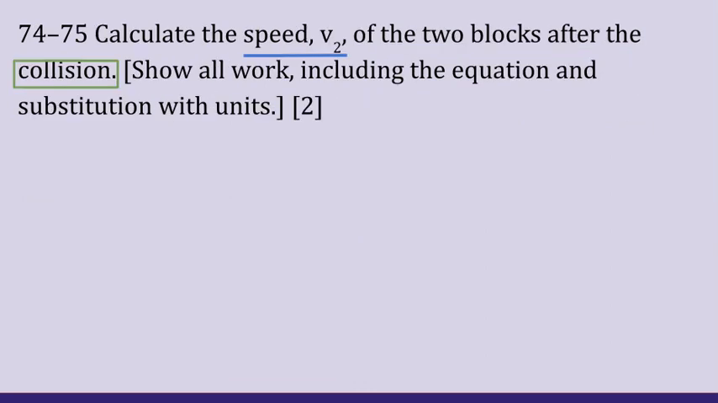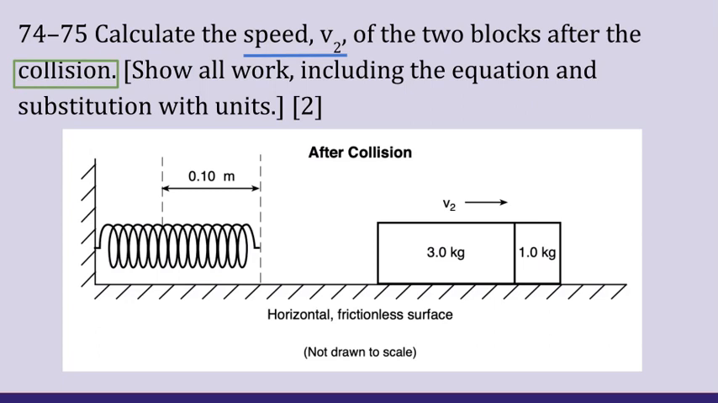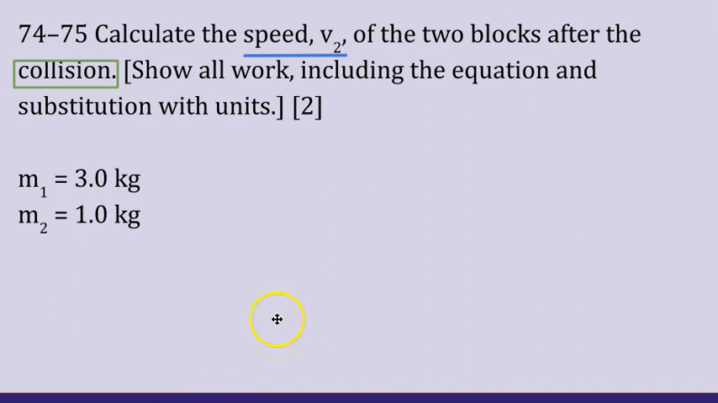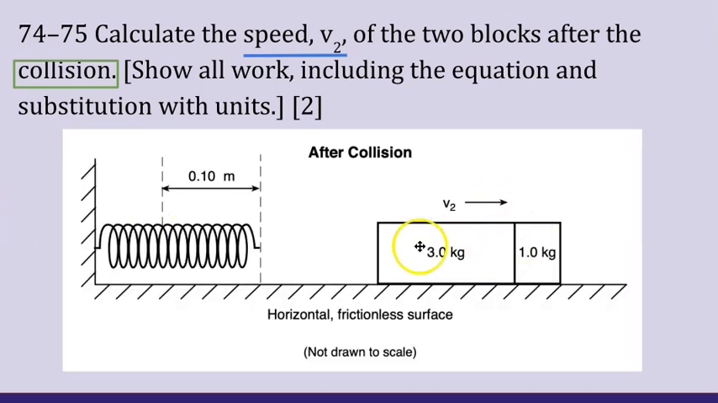The last part, 74 through 75, says calculate the speed v2 of the two blocks after the collision. And again, we're showing all of our work for this. I put a box around collision because that tells me what formula to use. I'm going to use P before equals P after. I'm going to list out some of my variables first, though. So M1 is 3 kilograms, and M2 is 1 kilogram. And I'm just getting that right from the diagram.